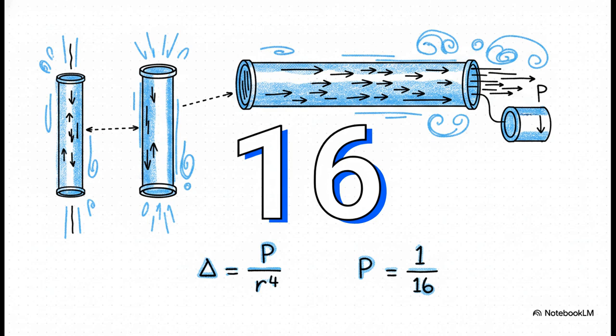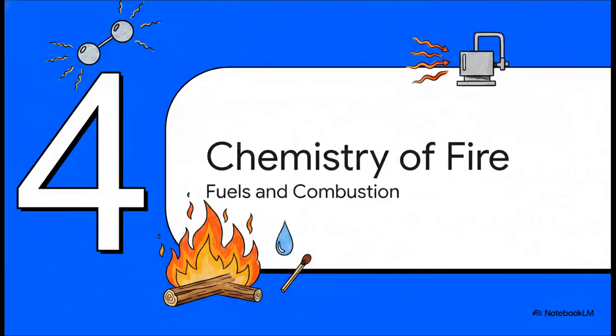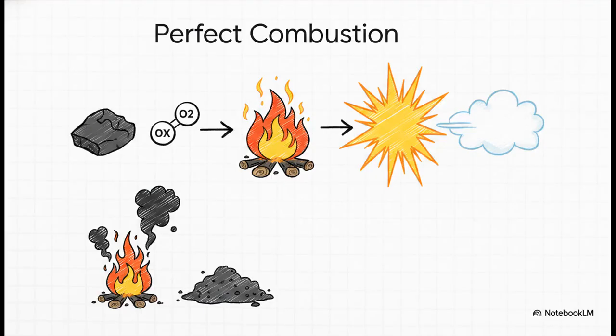It's a profound mathematical reality that forces engineers to constantly weigh the upfront cost of buying larger pipes against massive long-term energy savings. Finally, Pillar 4, the chemistry of fire. We're talking fuels and combustion. Where does all this energy actually come from?